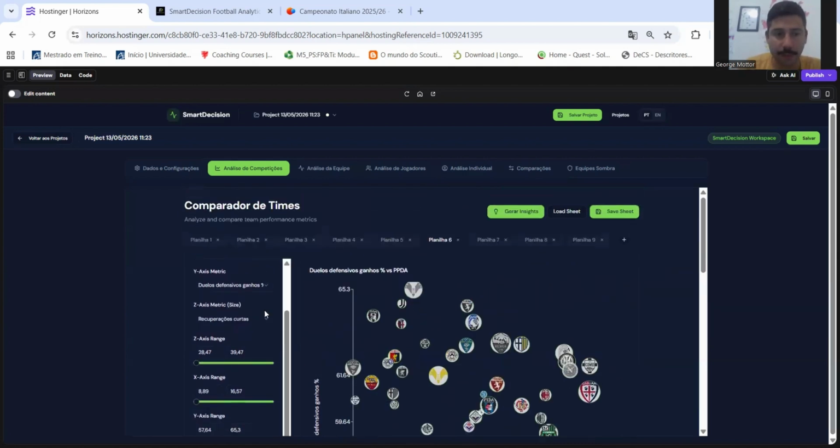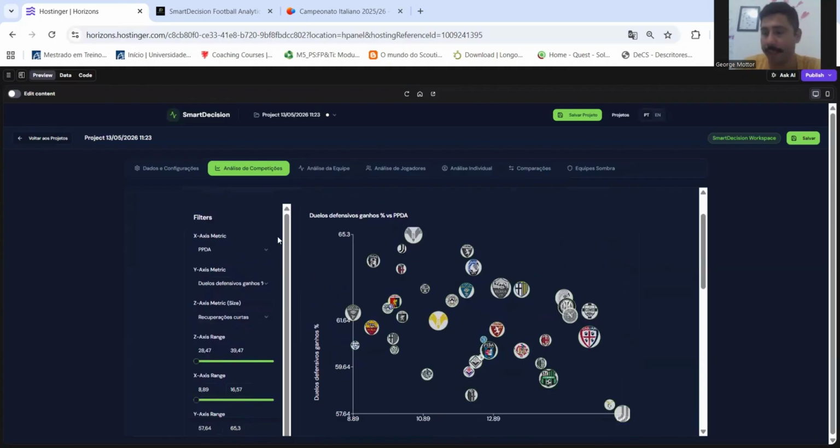But let's analyze this PPDA situation, which is passes allowed per defensive action. Regarding defensive duels and short recoveries, let's see how Lazio performs here. Lazio is one of the teams that allows the most passes per defensive action. If it's a team that doesn't apply much pressure, we noticed earlier that if there aren't long recoveries, it's because it doesn't apply much pressure.